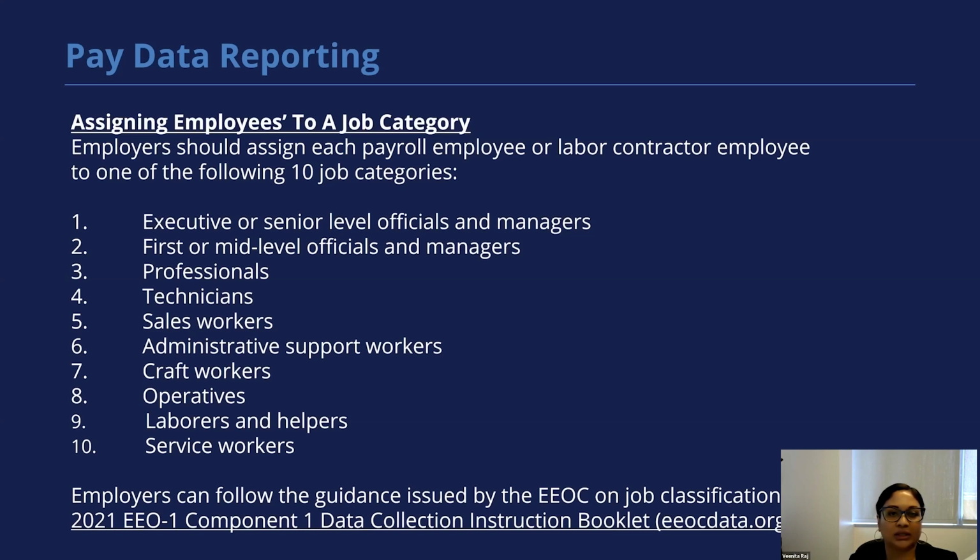There are 6 categories, actually 4 categories of information that you will need. The first one is you will assign each employee who is within the snapshot period to one of these 10 job categories. After you assign them to the job category, you will then be reporting the employees' race and sex.